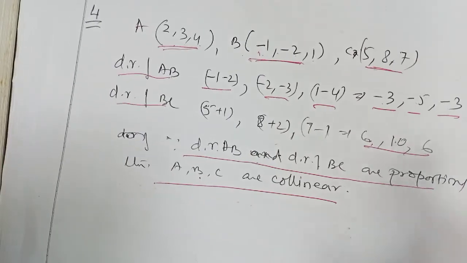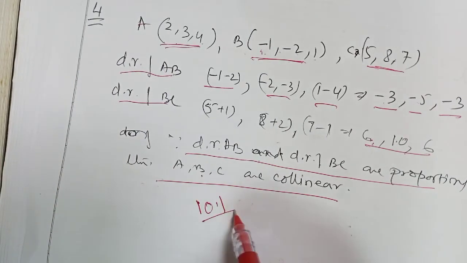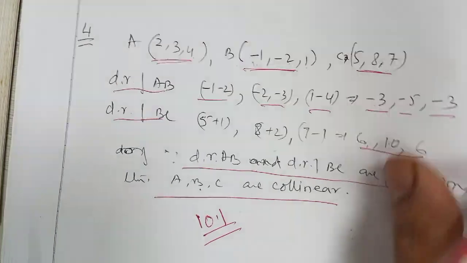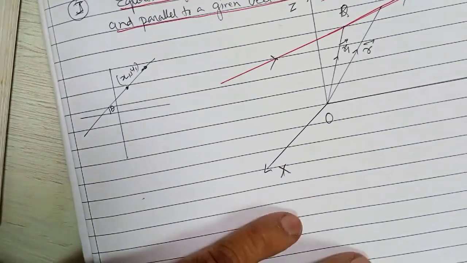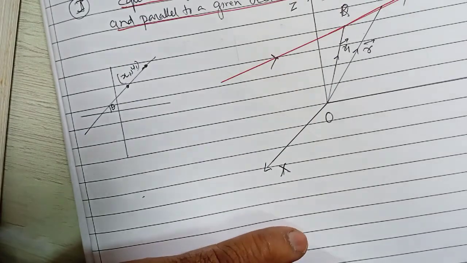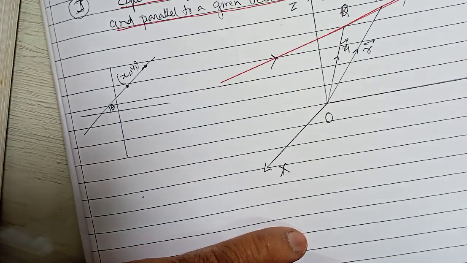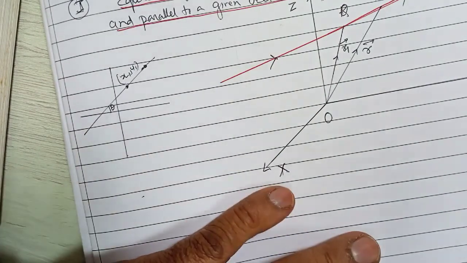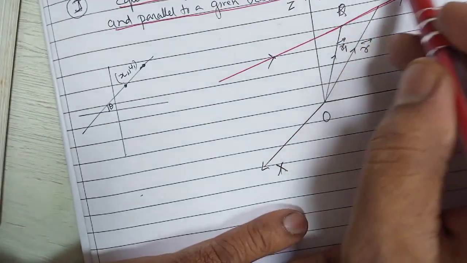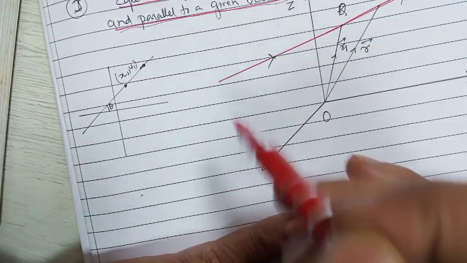Okay, so you complete 10.1. Remaining question very simple. Now we'll do some more derivation. Equation of a line in space. So there are two forms of such a line. One is the equation of a line passing through a given point and parallel to a given vector.